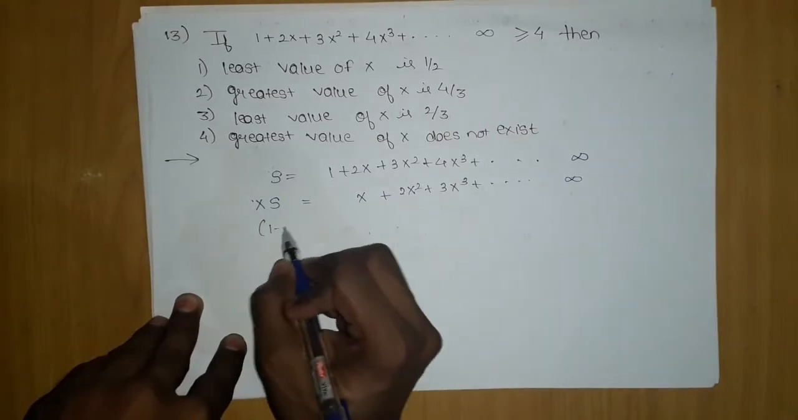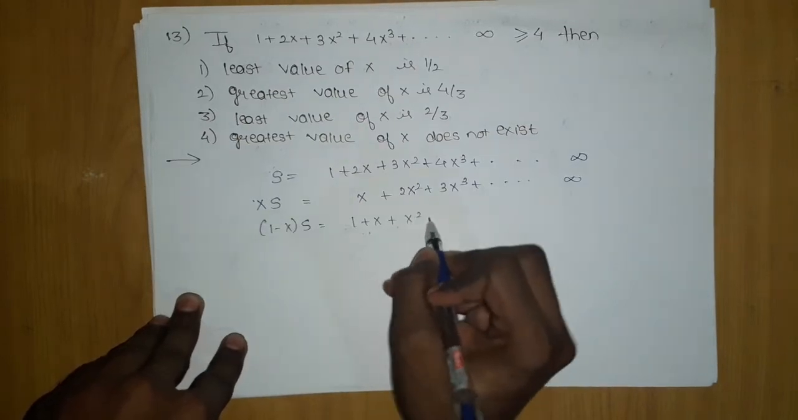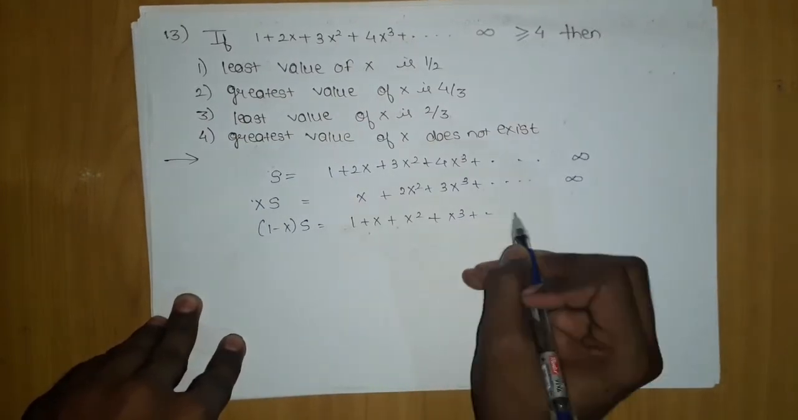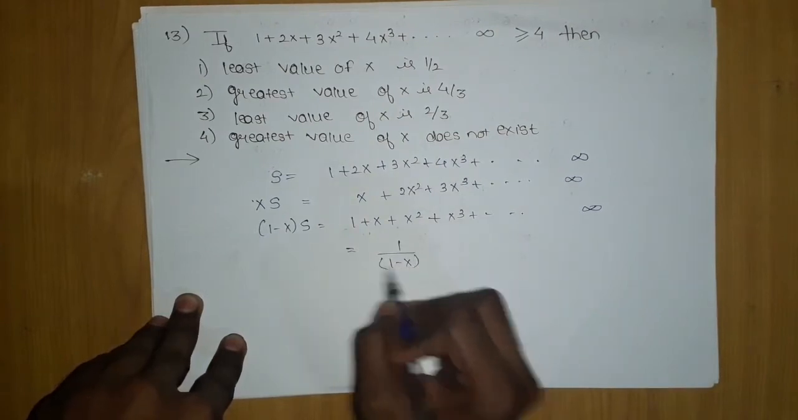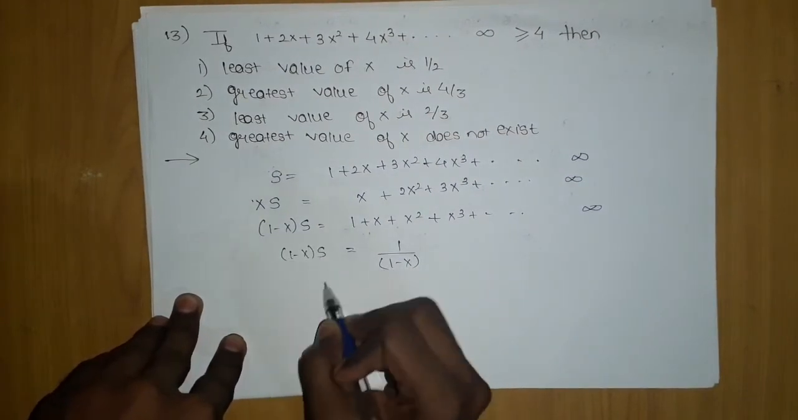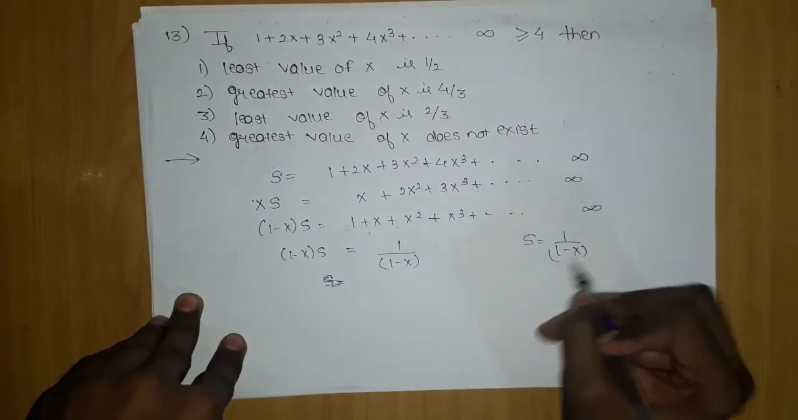Then we will subtract, giving me (1 minus x) into S equals 1 plus x square. Now it is a perfect GP. Hope you can understand. Then in the next step we can write 1 minus 1 by x, but here also there is x, so this will become 1 upon (1 minus x) the whole square.